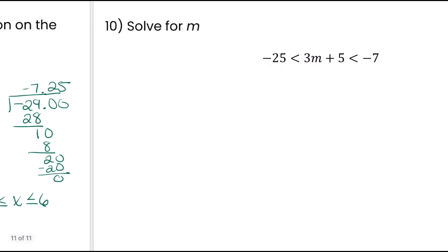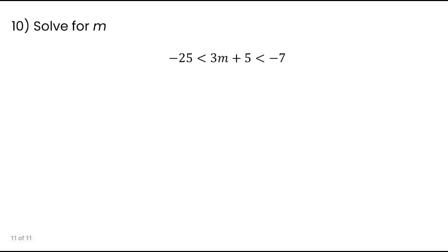Okay, so now let's work on solving this for m. So this is actually a compound inequality. Notice there's no absolute value signs. It's not an absolute value inequality. It's just a compound inequality that's an and inequality.